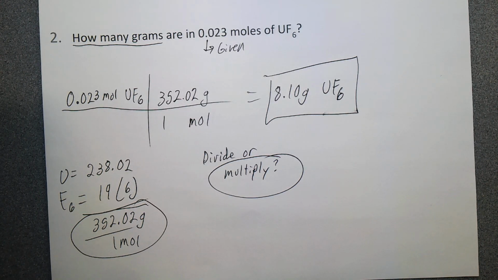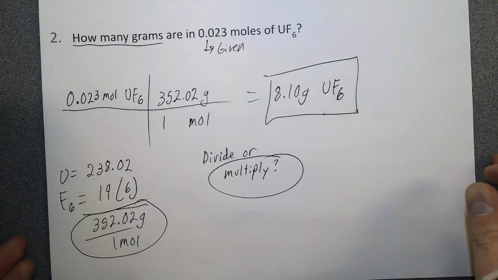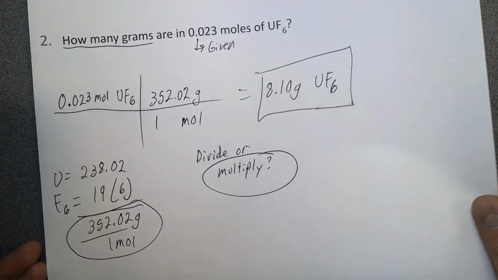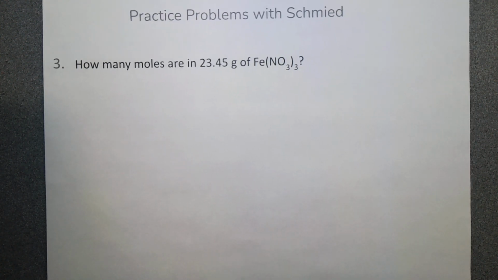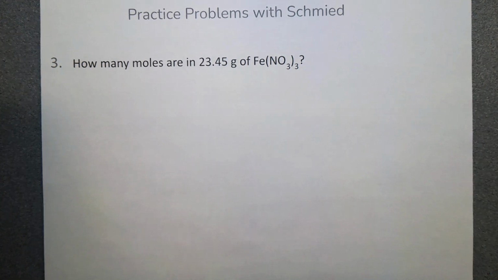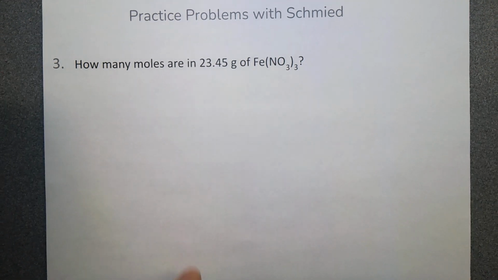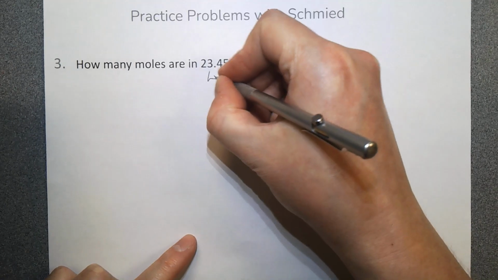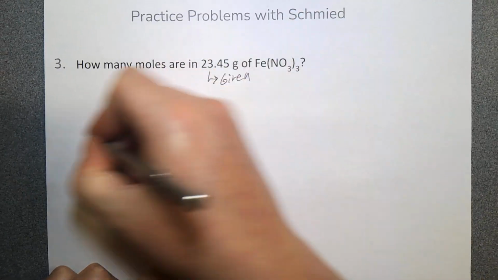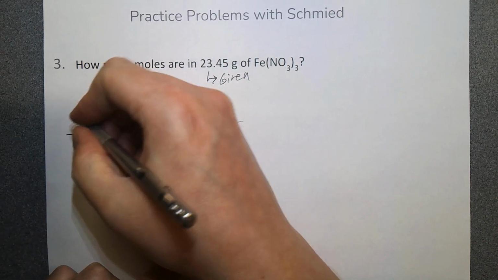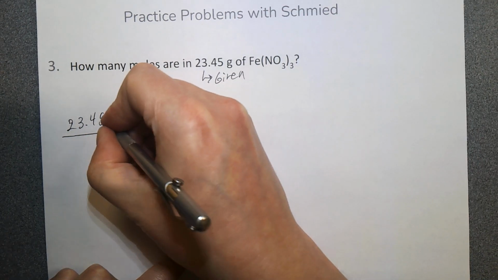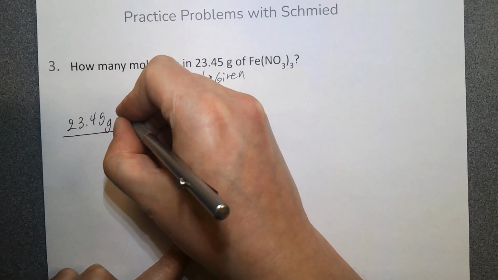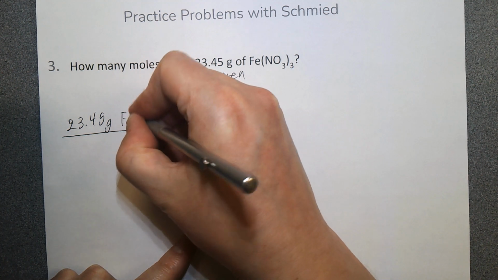All right, one more practice problem with Virtual Schmied, and then we are going to be done with the notes, plus a little bit more practice for y'all. So, number 3, we are going the other way this time. So we're going to divide this time, and we'll talk about how and why we know we're doing that. First, we've got our given, this 23.45. That's our starting number, 23.45. And that is grams of Fe(NO3)3, or iron nitrate.